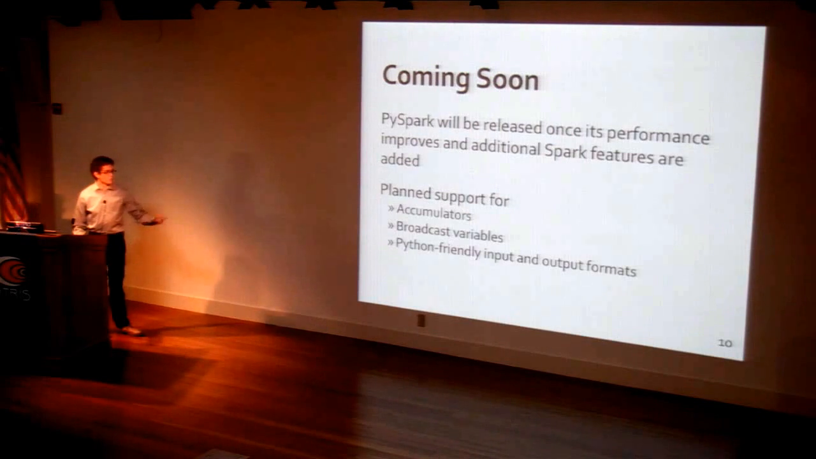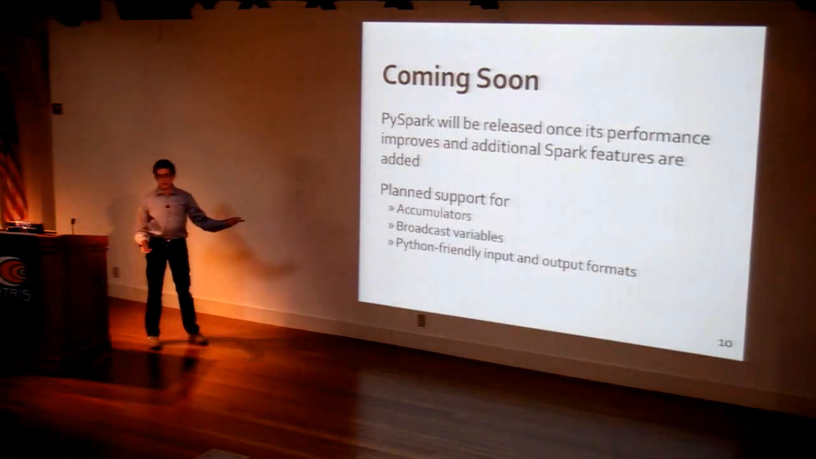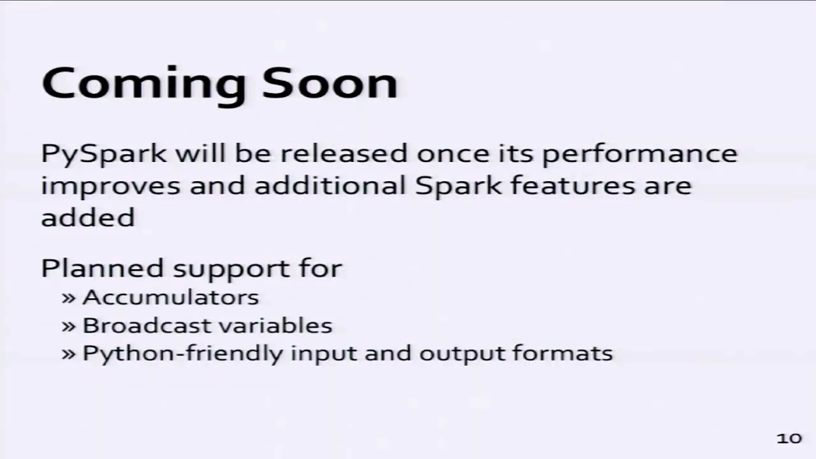We have support planned for a bunch of other features that are in Spark that we don't have implemented yet, including accumulators and broadcast variables, and looking at more input and output formats. Another interesting thing that I've been looking at is trying to rely on the native Java methods to speed up certain operations.